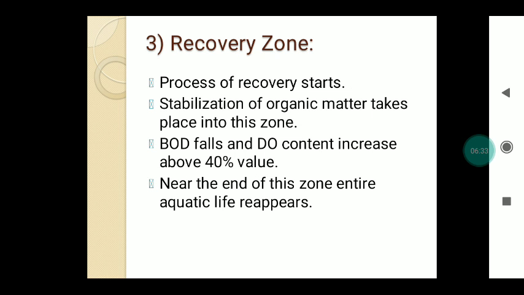The third zone is nothing but the recovery zone. In this zone the process of recovery starts, in which stabilization of organic matter takes place. BOD falls and DO content goes on increasing up to the 40% value. Near the end of this recovery zone, aquatic life appears. This is the recovery zone. At the end of this zone, we can see aquatic life as well as fish life, in which dissolved oxygen concentration goes up to the 40% of the saturation zone.